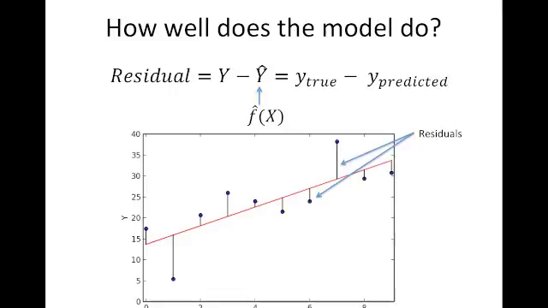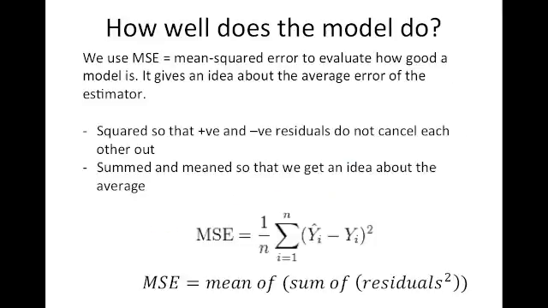For this, first we'll need to understand residuals. A residual is simply the difference in the true value of the response and the predicted value of the response. It allows us to compute an error metric for the model. The error metric that we use is the mean squared error. The mean squared error is the sum of all the residuals squared and meaned. What that means is we take the individual residuals, square them, add them up, and then divide them by the number of observations. The lower the mean squared error, the better the model does.